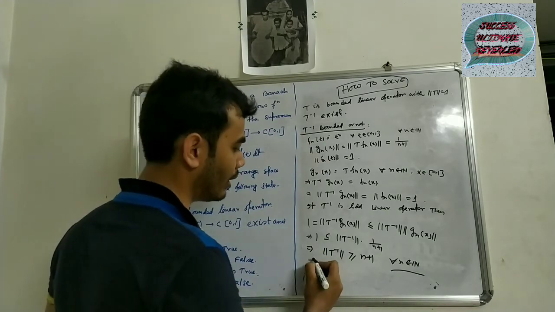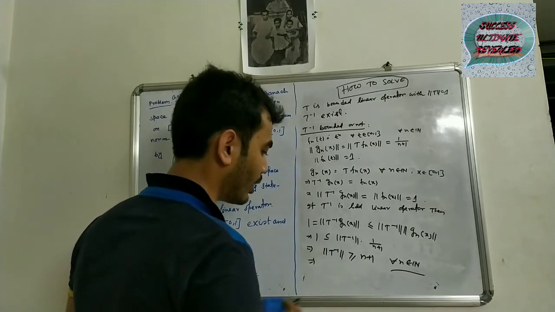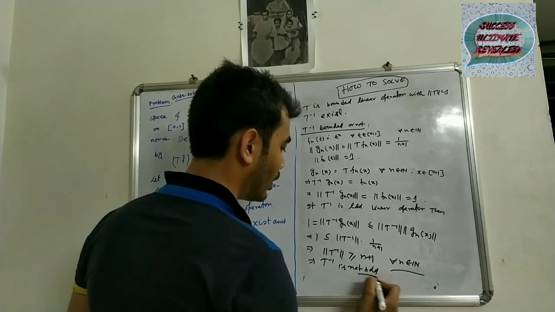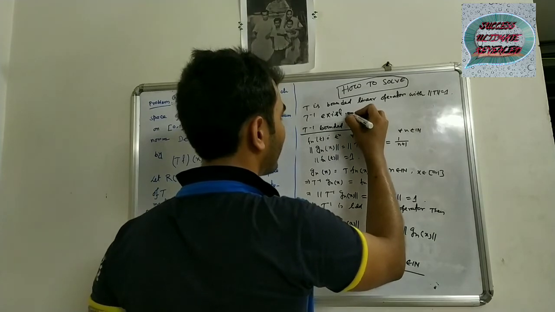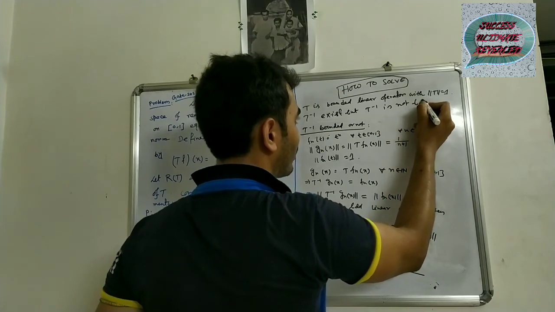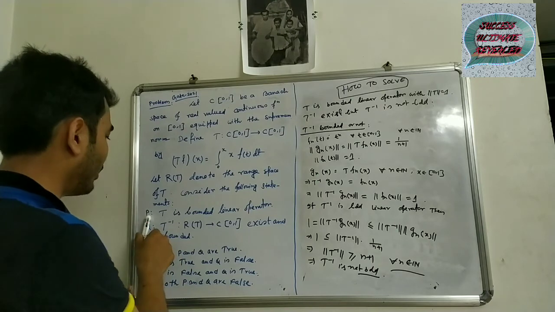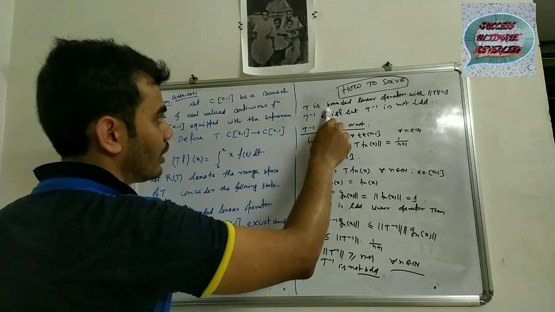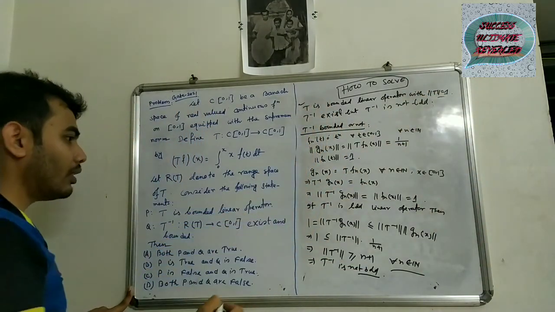So this implies T inverse is not bounded. So ultimately we get that T inverse exists, but T inverse is not bounded. Now look at the options. The statement P says that T is a bounded linear operator. From this result, T is a bounded linear operator with norm of T equal to 1. So according to this result, P is true.